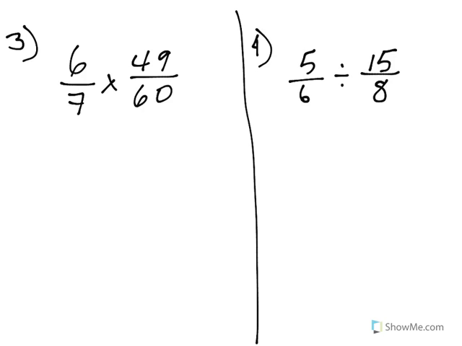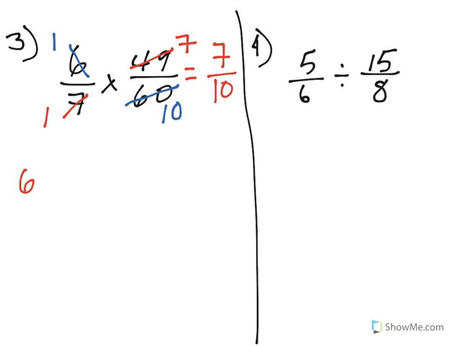Okay, so if you went ahead and solved them already, you can look at number 3 and know that you can cross-cancel here. So if we look at the 6 and the 60, they're both divisible by 6, so 6 divided by 6 is 1, and 60 divided by 6 is 10. Now we'll look at the 7 and the 49. 7 divided by 7 is 1, and 49 divided by 7 is 7. So now it's just 1 times 7 is 7, and 1 times 10 is 10.